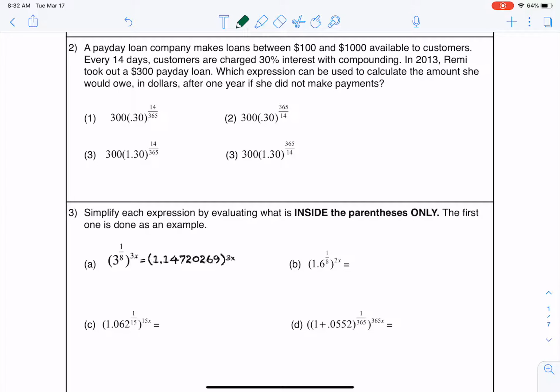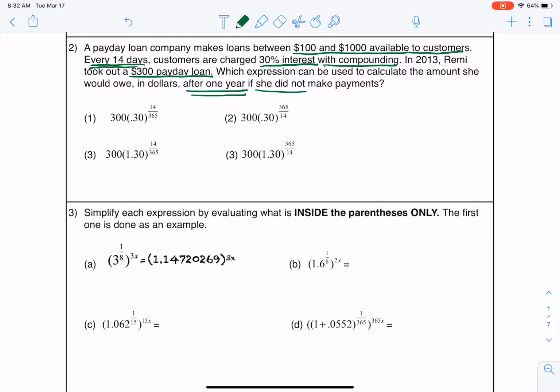A payday loan company makes loans between $100 and $1,000 available to customers. Every 14 days, customers are charged 30% interest with compounding. In 2013, Remy took out a $300 payday loan. Which expression can be used to calculate the amount she would owe in dollars after 1 year if she did not make payments?